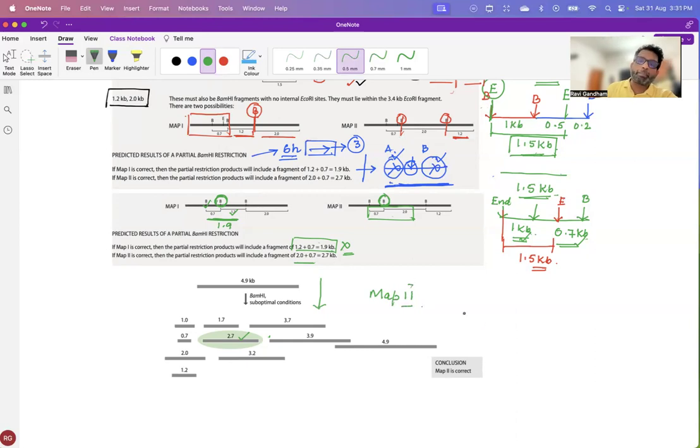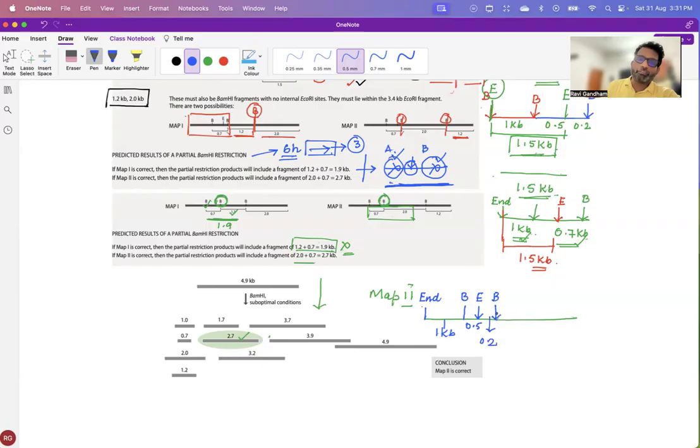Because what's there in your map 2? In map 2, let us draw the map completely. This is the end of the chromosome. Let us say you had a BamHI site, because this is the end, you had a BamHI site which yields around a 1 kb fragment. And then you had an EcoRI site which yields a 0.5 kb fragment. And then again you had a BamHI, which again yielded 0.2 kb.